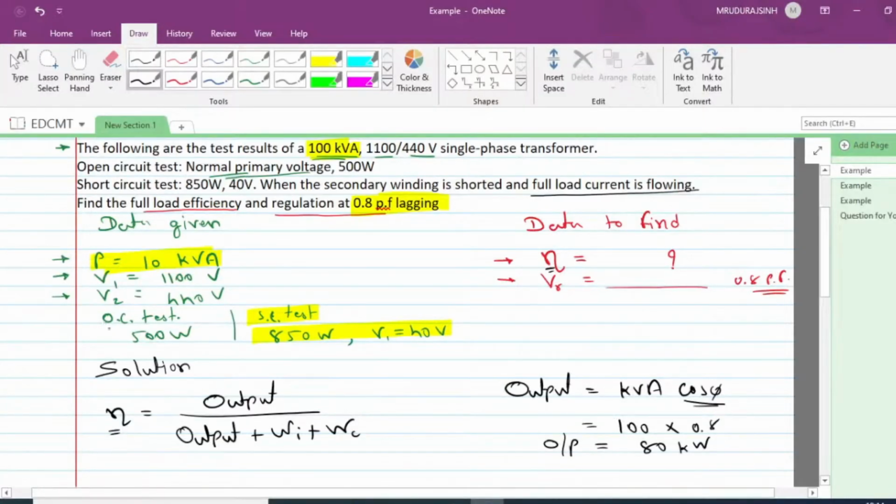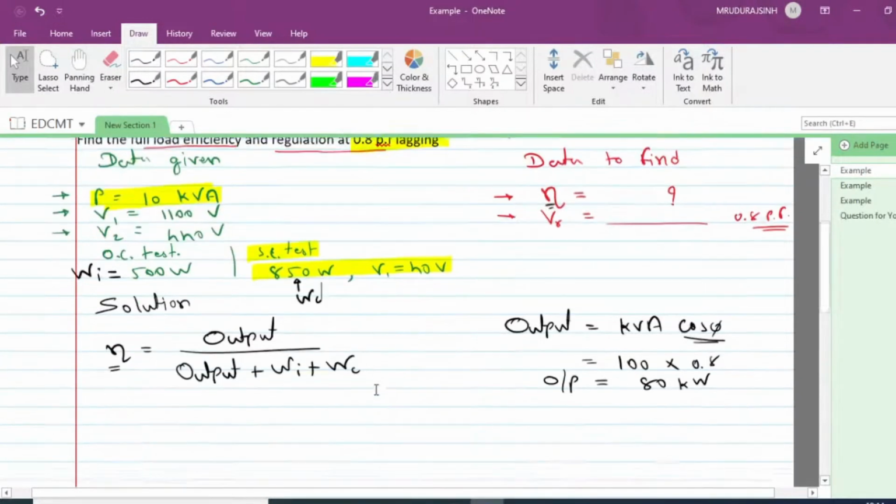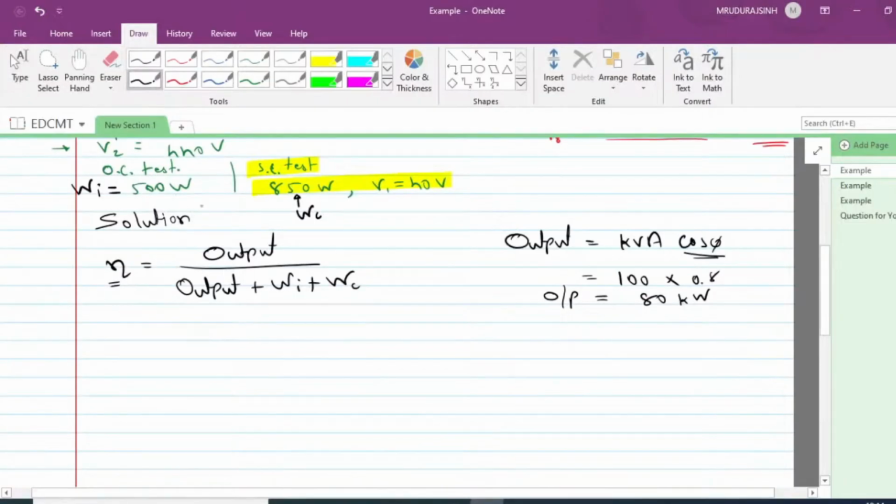The data given in the OC test is 500 watt. This 500 watt is nothing but the iron loss, and this 850 watt is nothing but the copper loss. So we have the iron loss and copper loss amounts given in the example, but these two amounts are in watts, so we need to convert them into kilowatt and write. So the output we have got is 80 kilowatt divided by 80 plus 0.5 kilowatt plus 0.85 kilowatt. So now let me calculate this.